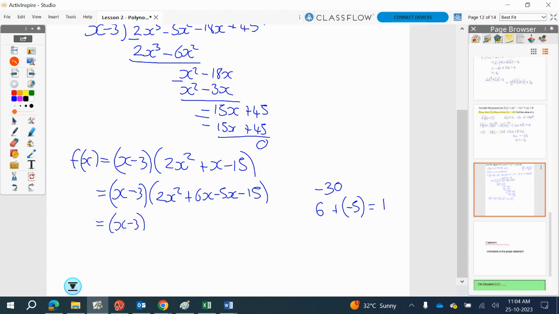x minus 3, and then we can factor out 2x, just 2x, and that's going to give us x plus 3. From this one, we're going to factor out minus 5. We get x plus 3. So we get x minus 3, 2x minus 5, x plus 3.